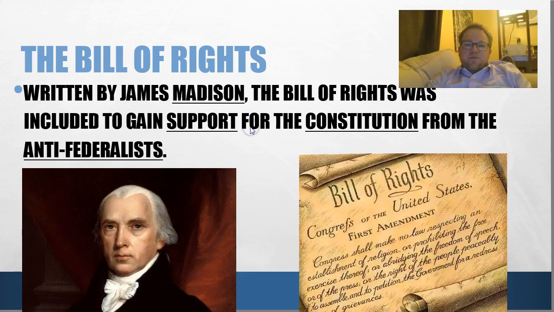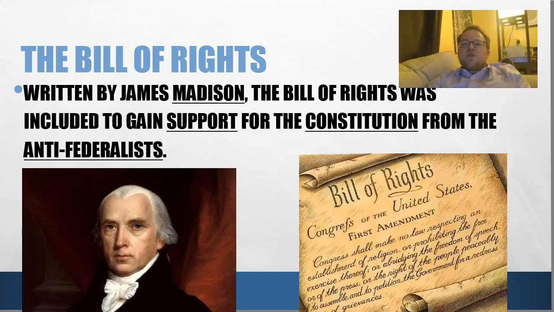Written by James Madison, the Bill of Rights was included to gain support for the Constitution. Remember we talked about the Anti-Federalists. They were worried about 2 things. The first was that the national government was taking too much power away from the states. The second was that the national government could take rights away from the people, much like the British government had done to the colonists. The Bill of Rights is added to address that second concern. These are actual rights that the government cannot take away from the people.